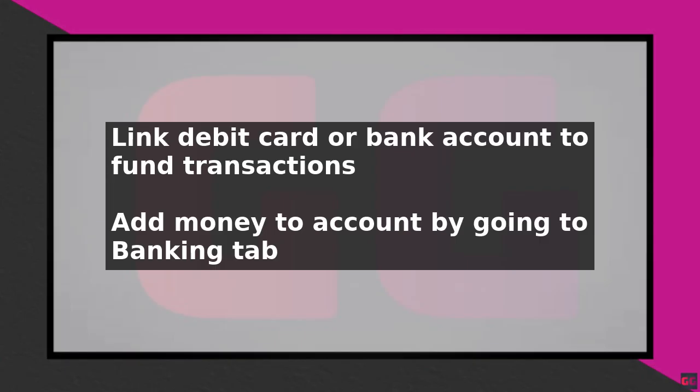To receive money, give the sender your phone number, email, or $cash tag, and they can send you money directly to your Cash App account. You can also request money from friends or family by going to the Home tab and selecting Request.